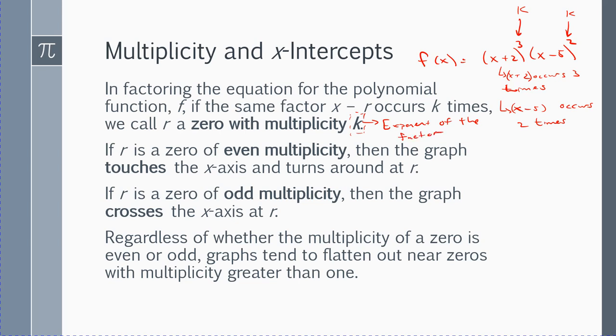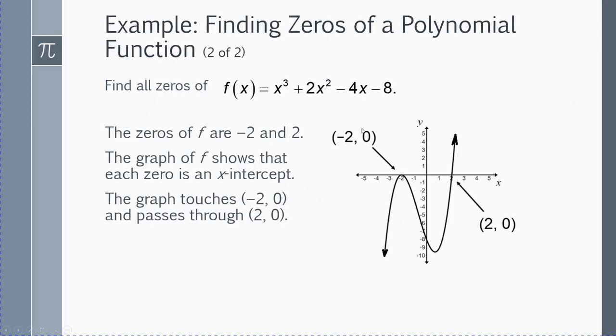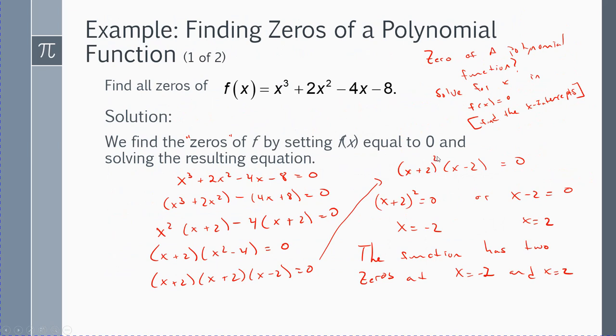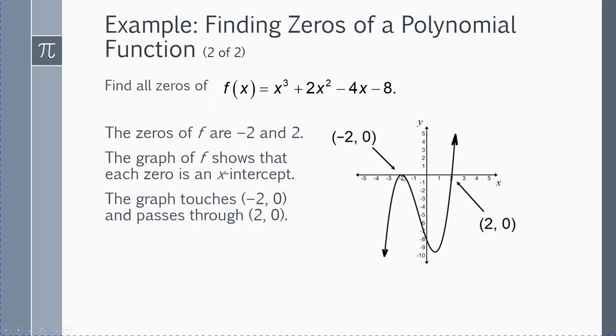So if r is a 0 of even multiplicity, like, for example, this one right here, this value here, it's x minus r, so r here is 5. So this has even multiplicity. The graph touches the x-axis and turns around at r. So even going back here, notice how we said x plus 2 squared, so the x was equal to -2. Notice that the graph touched it and turned right around.